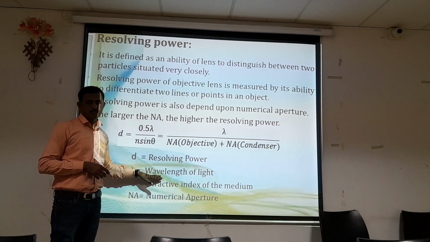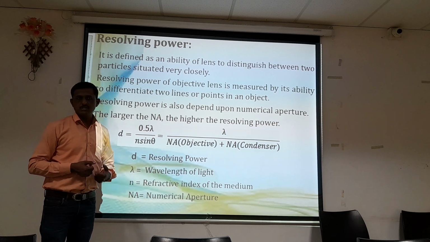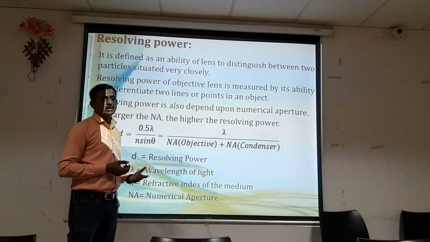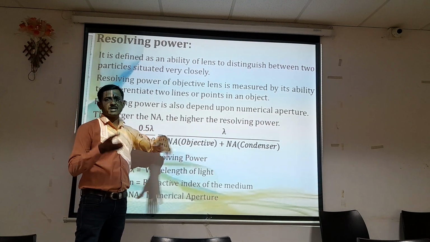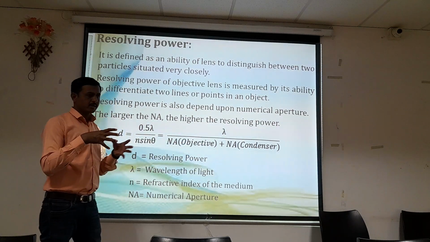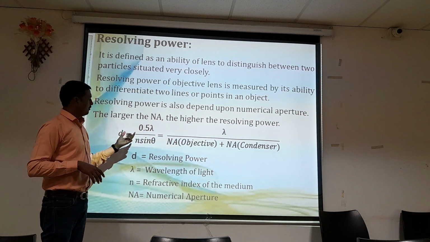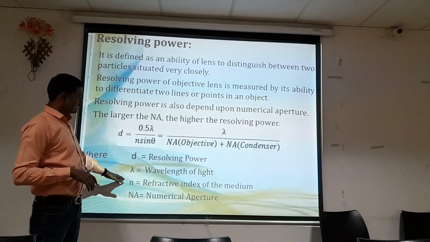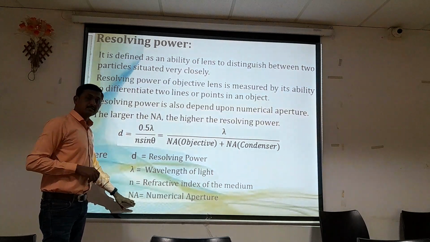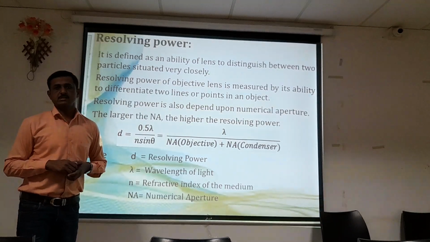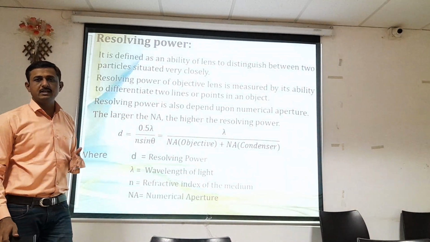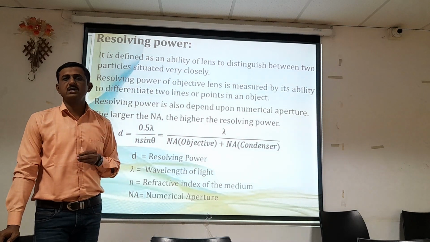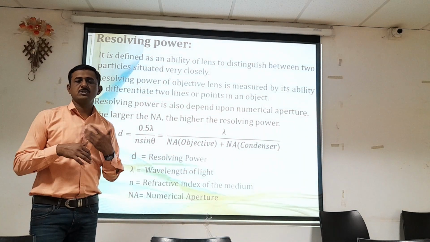Lambda is the wavelength of light; whichever type of light we are using, we have to place the wavelength of that light here. And by calculating the numerical aperture value of your objective and condenser, you can place your value and calculate the resolving power of your objective or your lens. So n is the refractive index of the medium, and NA is the numerical aperture, which we have already discussed. So it is the ability of a lens to differentiate two small points, as they are very closely situated, so that we can observe them very nicely.